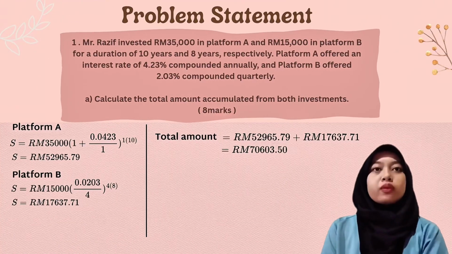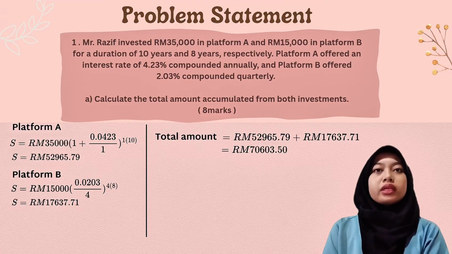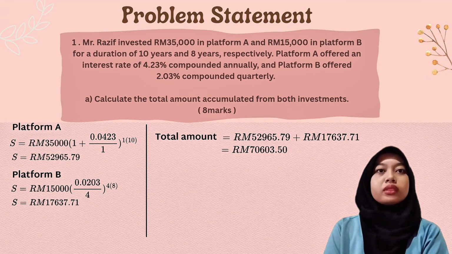So for question 1, Mr. Razi invested 35,000 ringgit in platform A and 15,000 ringgit in platform B for a duration of 10 years and 8 years respectively. Platform A offered an interest rate of 4.23% compounded annually and platform B offered 2.03% compounded quarterly. So the question is, calculate the total amount accumulated from both investments.